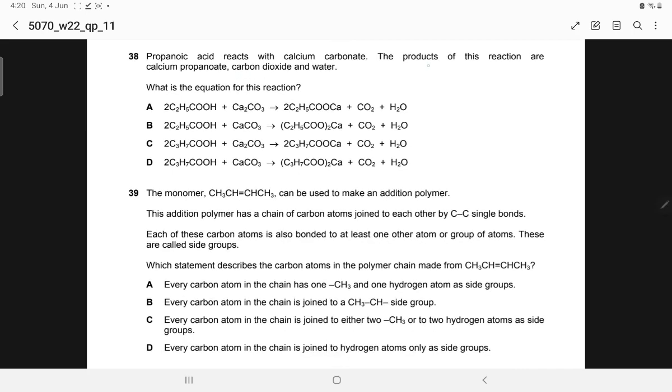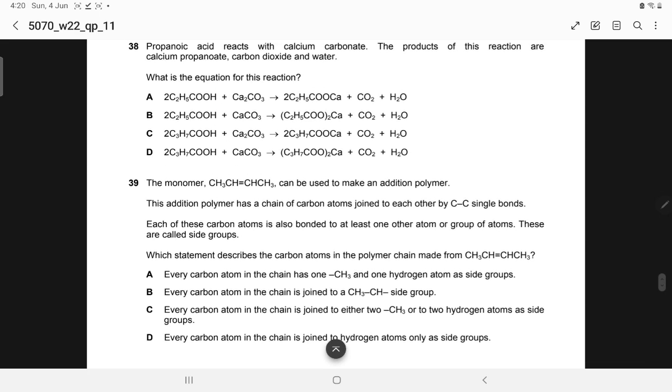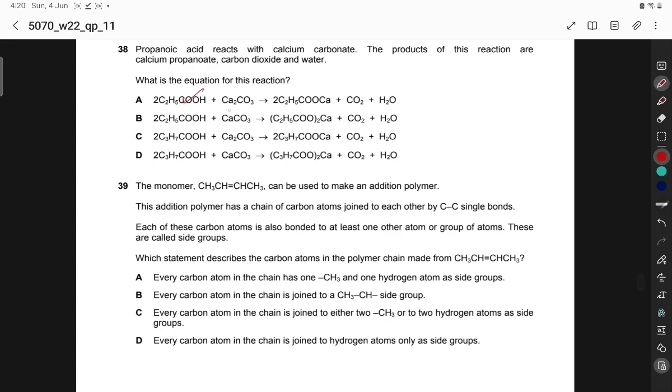Propanoic acid reacts with calcium carbonate. The products of this reaction are calcium propanoate, carbon dioxide, and water. So what is the equation for this reaction? Propanoic acid, and the formula of calcium carbonate. This one is incorrect. 2C2H5COOH plus CaCO3 is correct, giving (C2H5COO)2Ca, CO2 and H2O, the correct balanced equation. So B is the correct option.